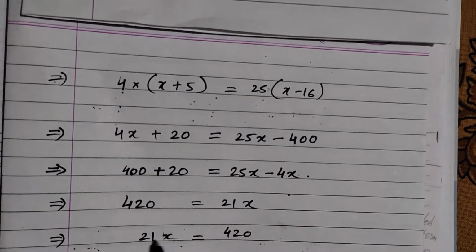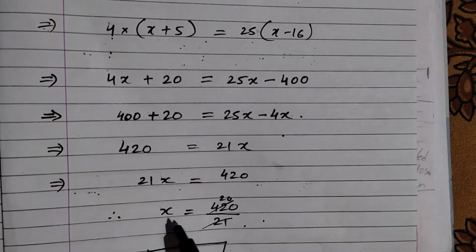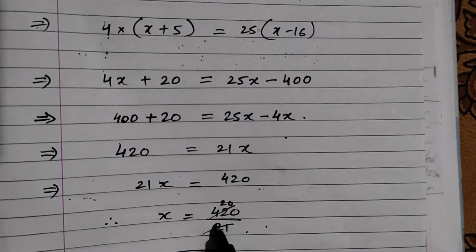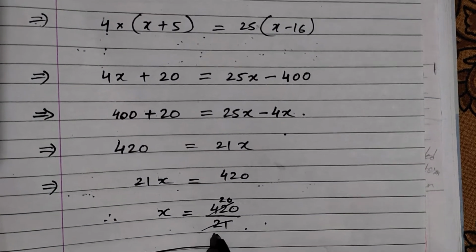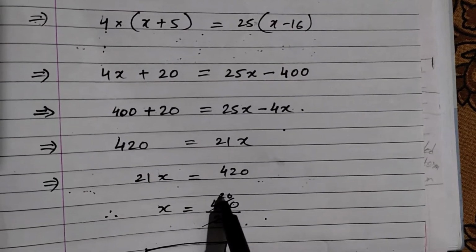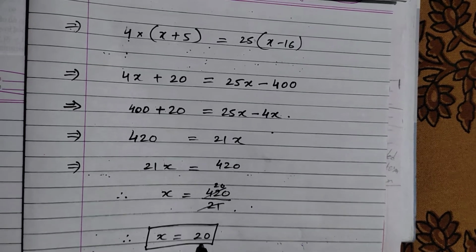We write again 420 is equal to 21x, which is the same as 21x is equal to 420. Now for calculating x, x is equal to 420 upon 21, and we all know that 21 times 2 is 42, so this term will be cancelled by 2s and the 0 stays as it is. So the answer is x is equal to 20.